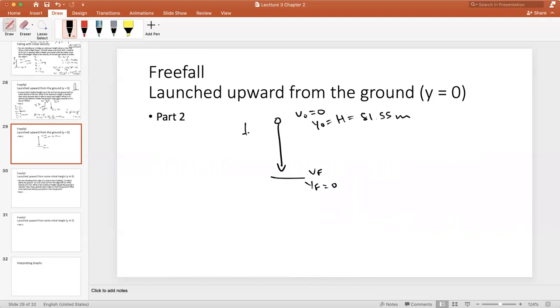So g, y positive up, right? So we have y initial, y final. Remember, this is part 2. V initial, v final, a, and t.